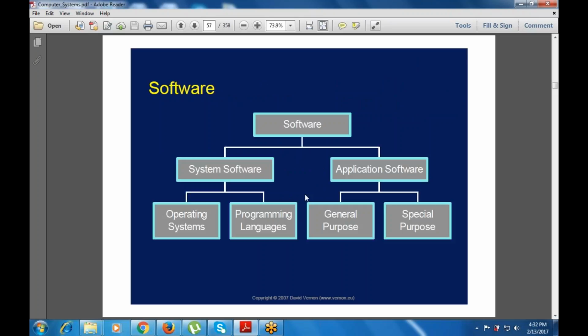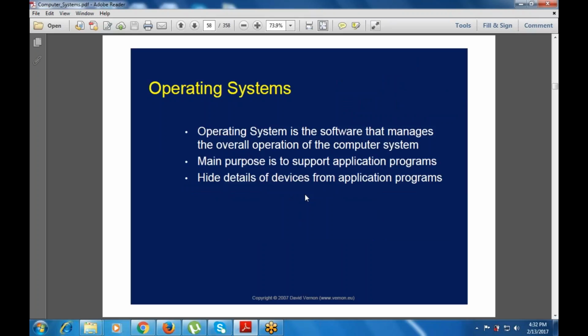Now we have done with the operating system. Next is the programming languages. No, this is again the slide of the operating system. This is software that manages the overall operation of the computer system. Overall operation means whatever scenario we are using, everything is controlled and managed by the operating system. The main purpose is to support the application program, and to hide the details of devices from the application program.